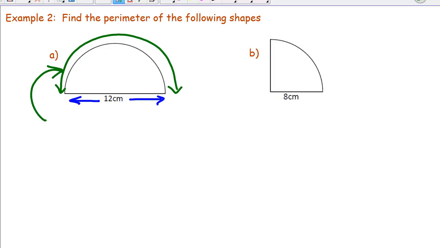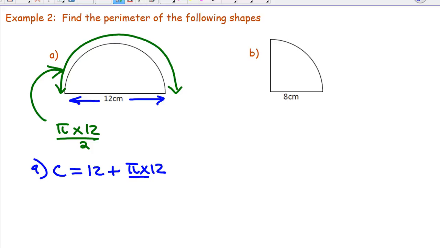is equal to pi multiplied by the diameter divided by 2, which means that perimeter for A will be equal to 12 plus pi multiplied by 12 divided by 2. And then you just plug that in your calculator and you should be able to get your answer, which is 30.8 centimeters.